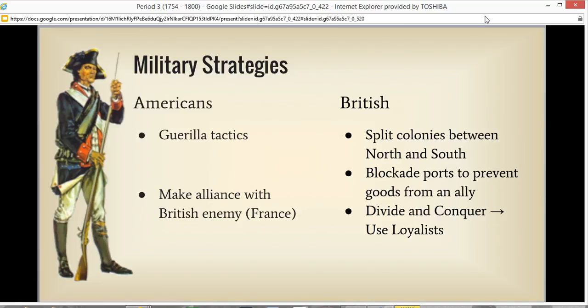They're also going to use the loyalists to divide and conquer. They want to use the loyalists to kind of disrupt the American Revolution. They want to use the loyalists as spies, and also to put wedges between communities, and hopefully change some of those people who are neutral into becoming loyalists.